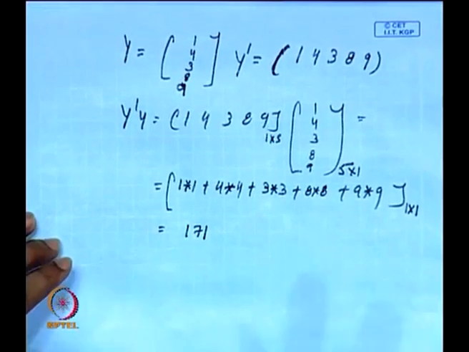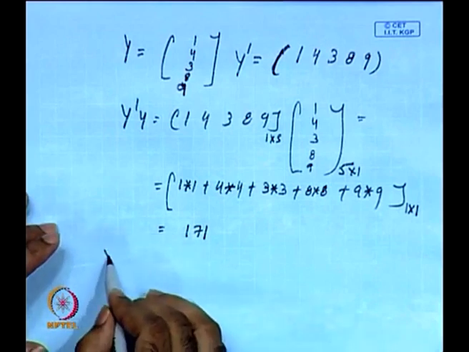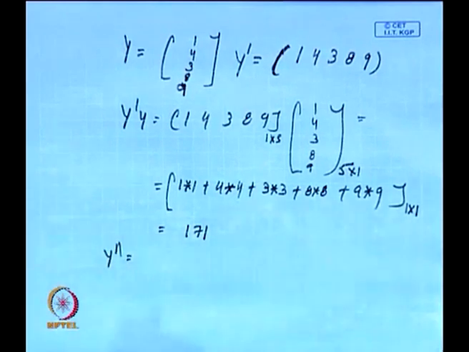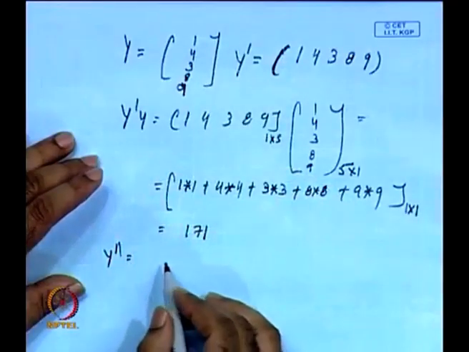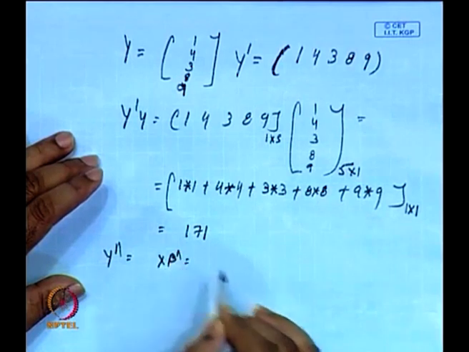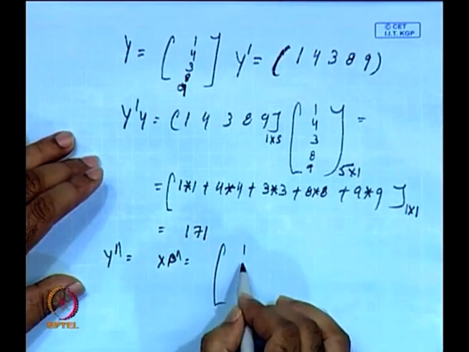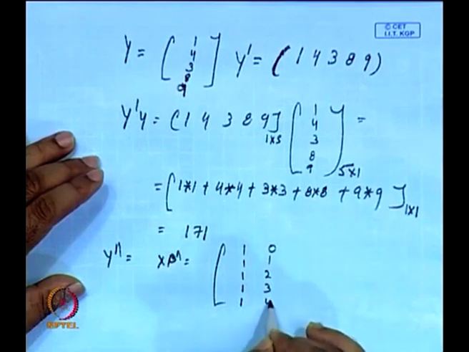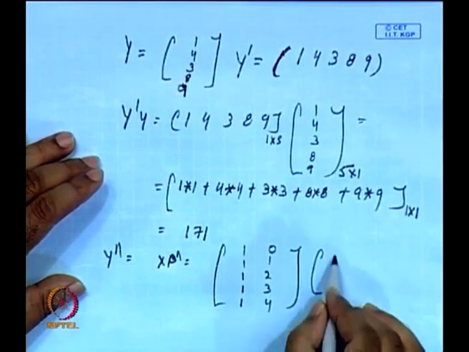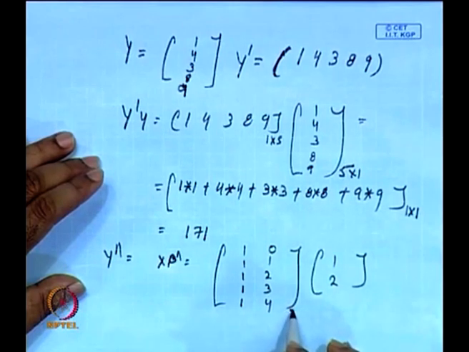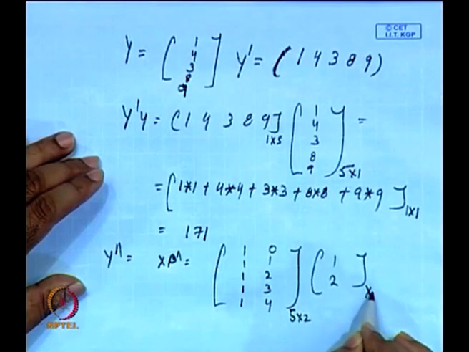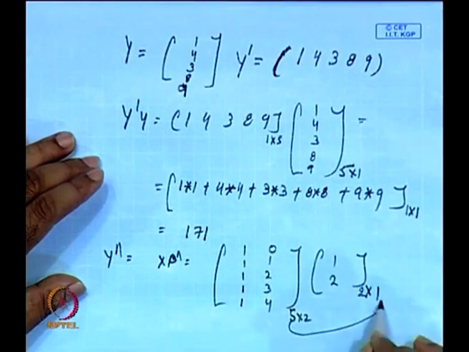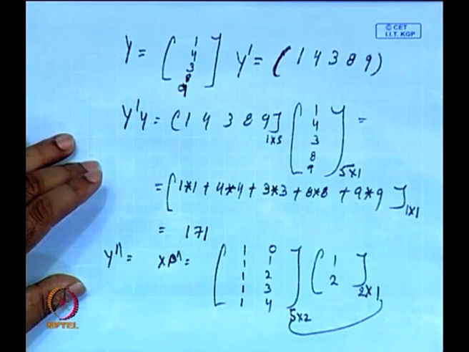So similarly we would like to know y hat square. For that we need to know y hat. So y hat equal to x beta hat. We have beta hat and we also have x, so we can multiply. So what is x here? x is 1 1 1 1 1, five numbers, then 0, 1, 2, 3, 4, multiplied by beta hat equal to simply 1 and 2. So this is 5 into 2 and this is 2 into 1, so we will have the order 5 into 1.